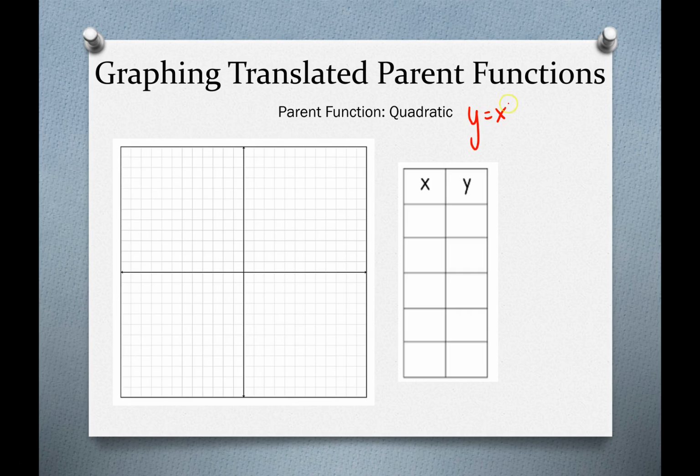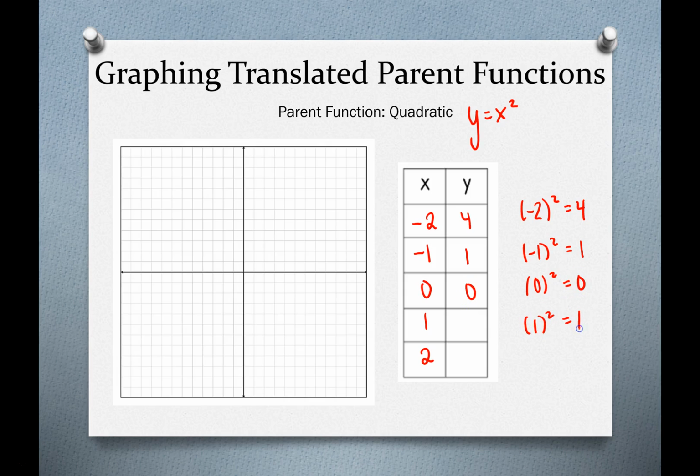equals x squared. And so that would be something like if we plugged in -1, I guess, actually let's start with -2. -2, -1, 0, 1, 2. Plugging that in, I get -2 squared is equal to 4. -1 squared, which is -1 times -1, is equal to 1. 0 squared is equal to 0. 1 squared is equal to 1. And 2 squared is equal to 4.